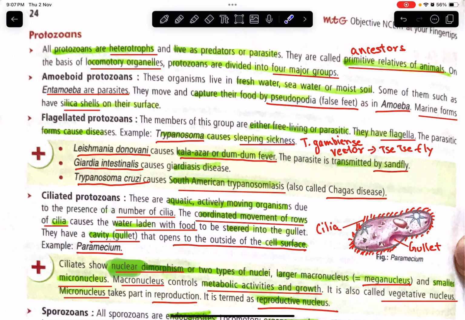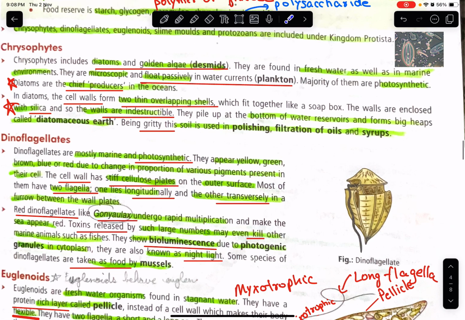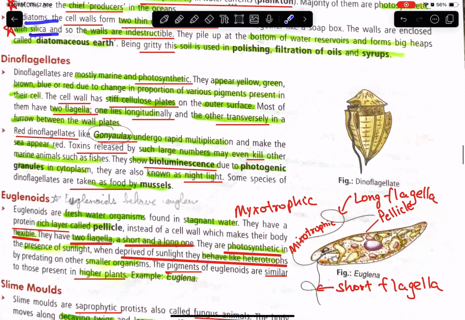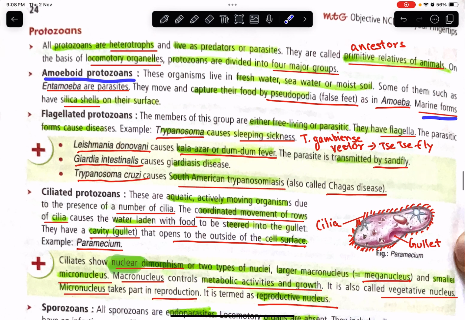Some of them, such as Entamoeba, are parasites. Entamoeba histolytica causes amoebic dysentery. They move and capture their food by pseudopodia, as I have already stated. Marine forms have silica shells on their surface. Where have you studied silica shells earlier? You remember that? Silica shells were found in diatoms. Similarly, silica shells are also found in marine forms of amoeboid protozoans.